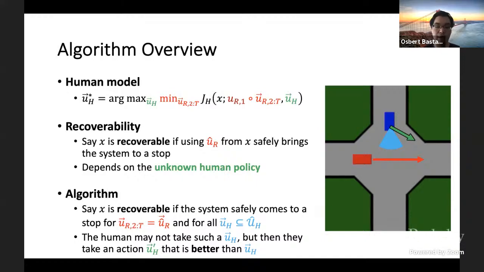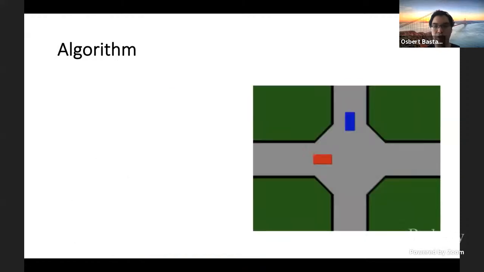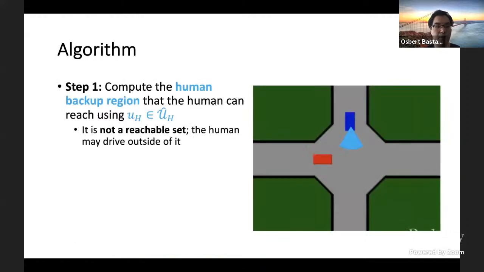So as long as we're in a recoverable state, we're going to be able to maintain safety, just like in the original shielding algorithm. So just to hash that out in a little more detail.